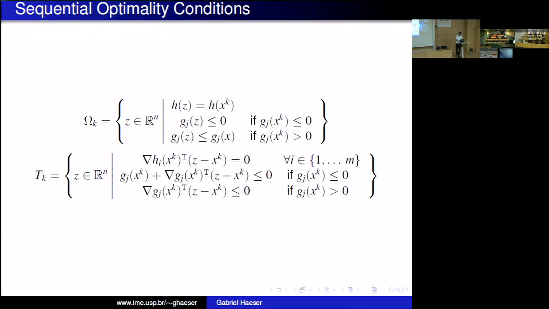So what we do here, we linearize this set. Instead of writing h of z, we look at the first order approximation of this h of z around xk. If I plug this approximation here, you have an h of xk that will cancel here, and I will get this. And this is the same. Gj of z, I can write it like this, and this inequality, I can write it like this. So this is the set where we want to project.